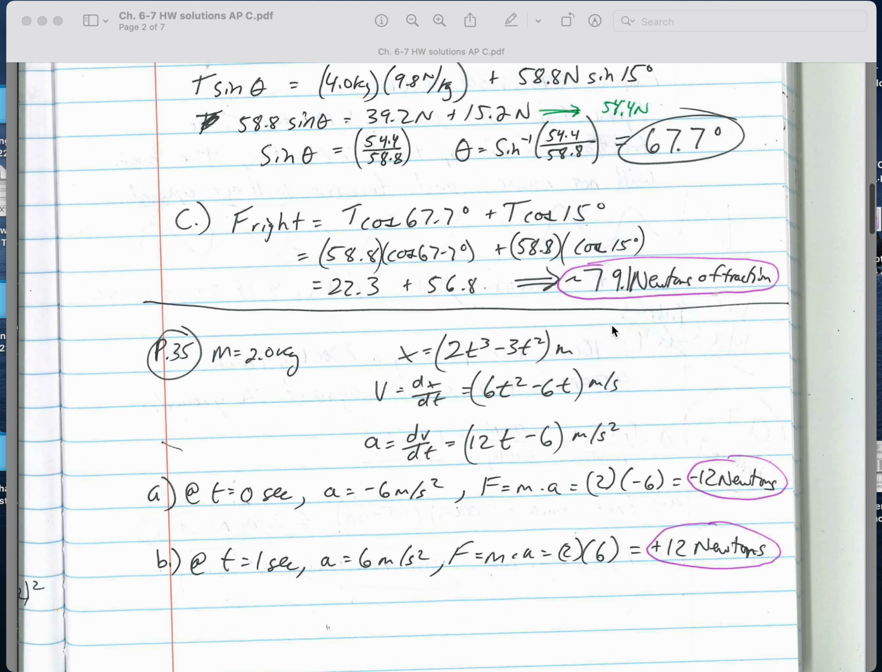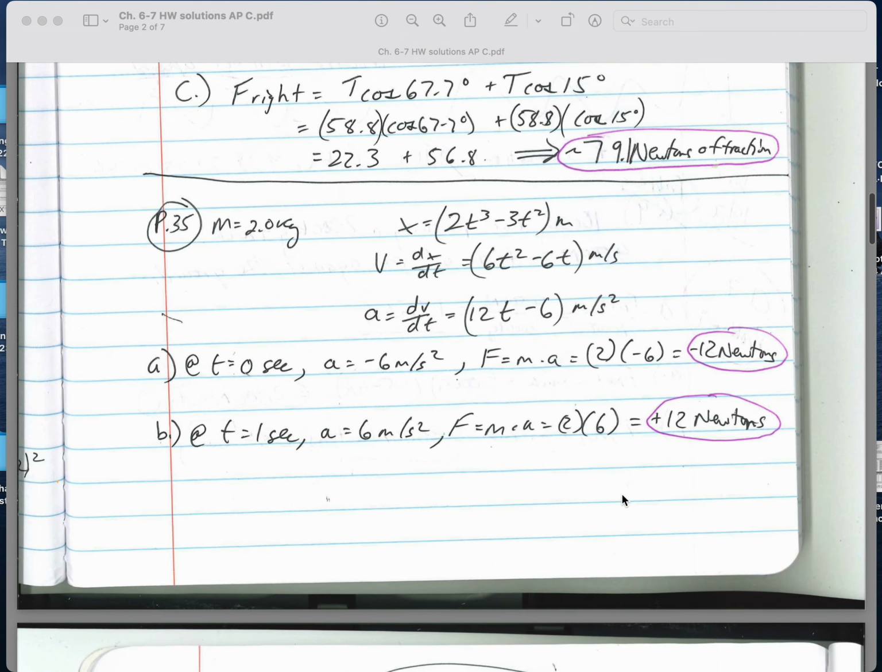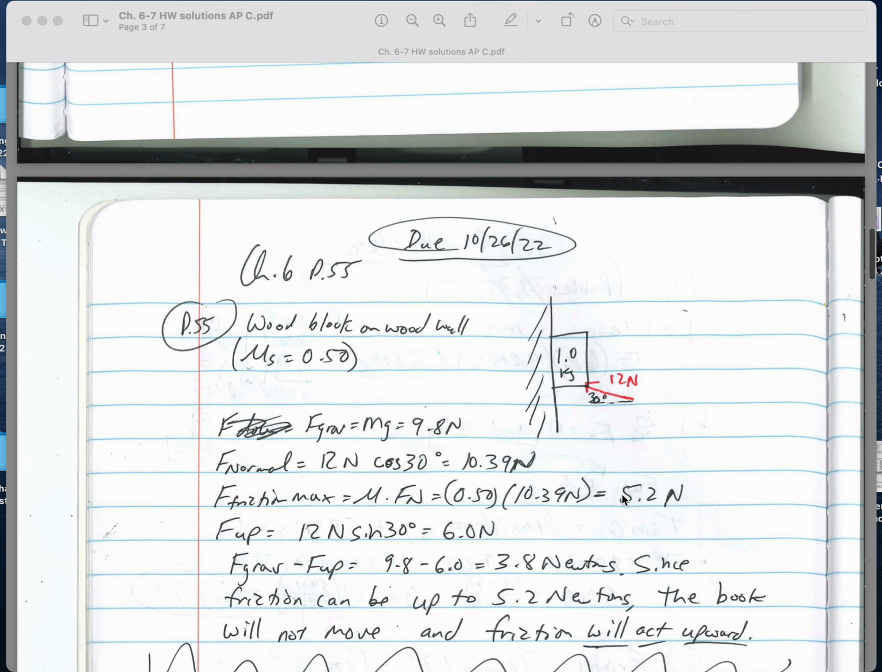For problem 35, you're given a position formula. If you know how to use the power rule to take the derivative of that to get velocity, and the derivative of the velocity formula to get acceleration, and you multiply that acceleration by the mass, that would get you the net force. So at t equals 0 seconds, the acceleration is negative 6 meters per second squared. At t equals 1 second, it's positive 6 meters per second squared. So we get negative 12 newtons and 12 newtons. Just trying to keep calculus a little bit in our minds.